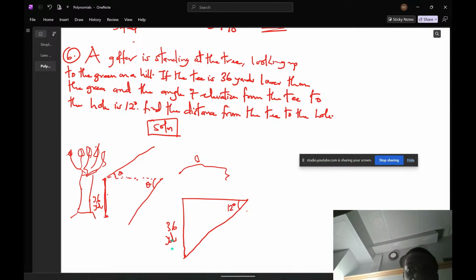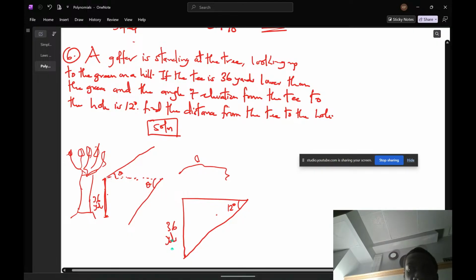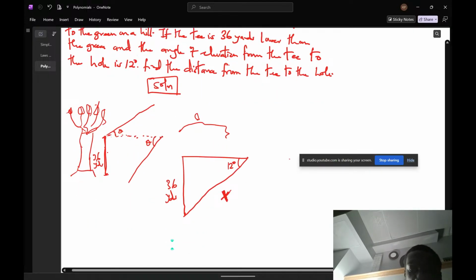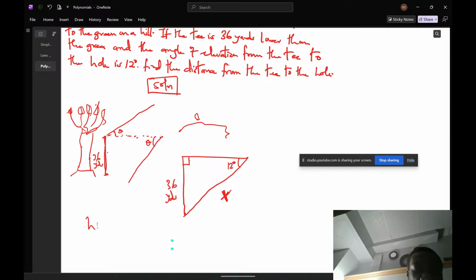And then you find the distance from the T to the O. Find the distance from the T to the O. So it is going to be this one, X. So this is what we are looking for. Okay. So we are given the side opposite and the hypotenuse. So we have sine 12 degrees is equal to opposite, that will be 36 over X.